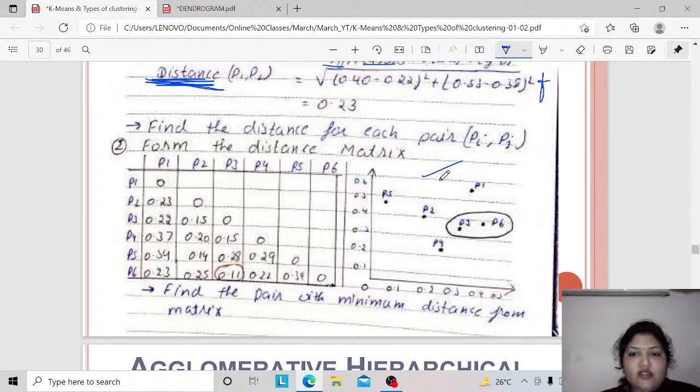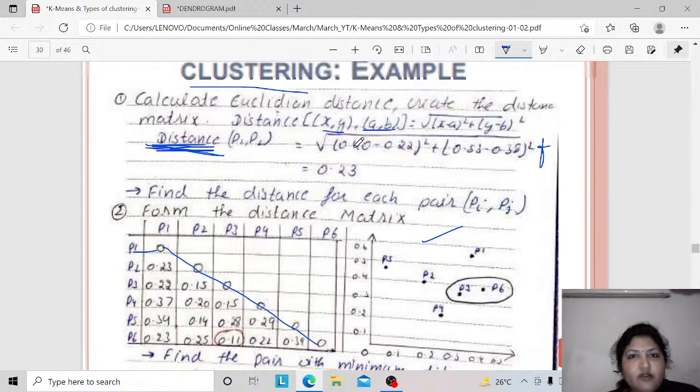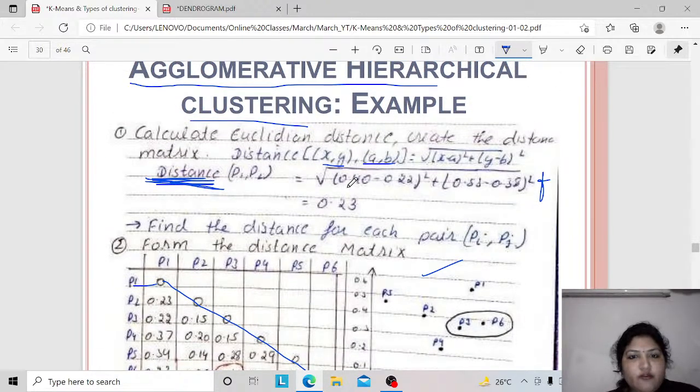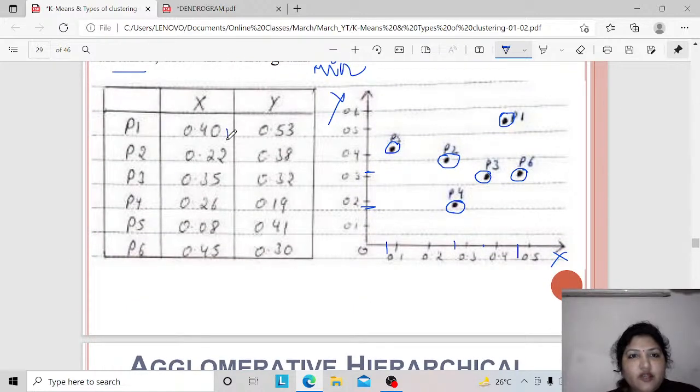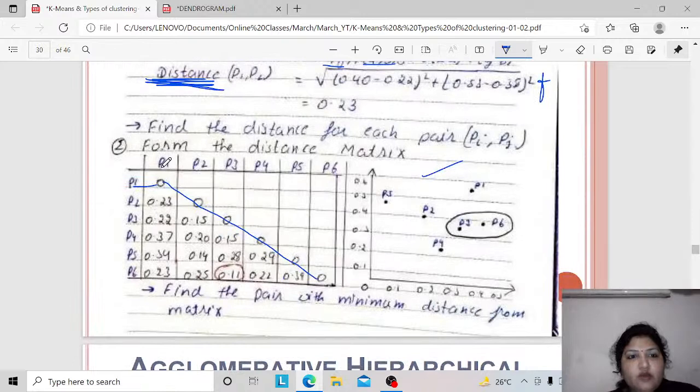We already saw this graph, right? Now find the minimum distance from the matrix. So let us find out. So over here, first of all we make the diagonal elements, and then we find out one by one. So here we have taken the 2 points as 0.4 and 0.2 and 0.4, and we are calculating the distance between P1 and P2. So P2 and P1 we have 0.23 distance, right?